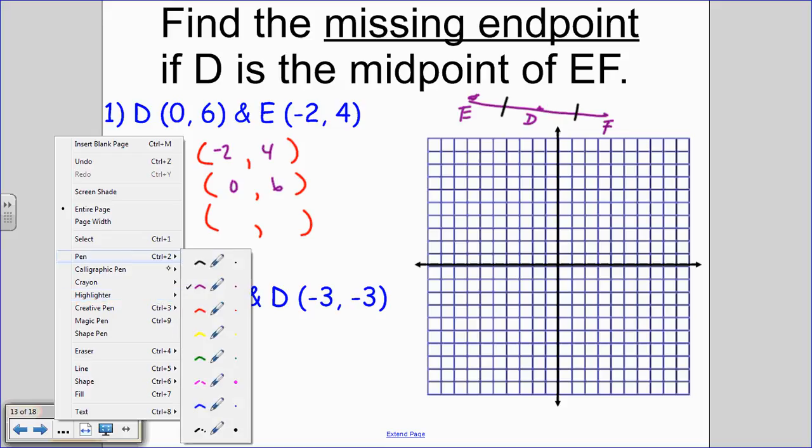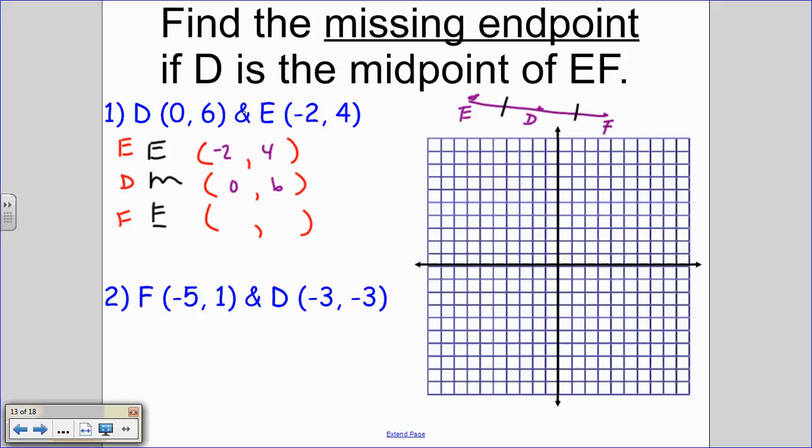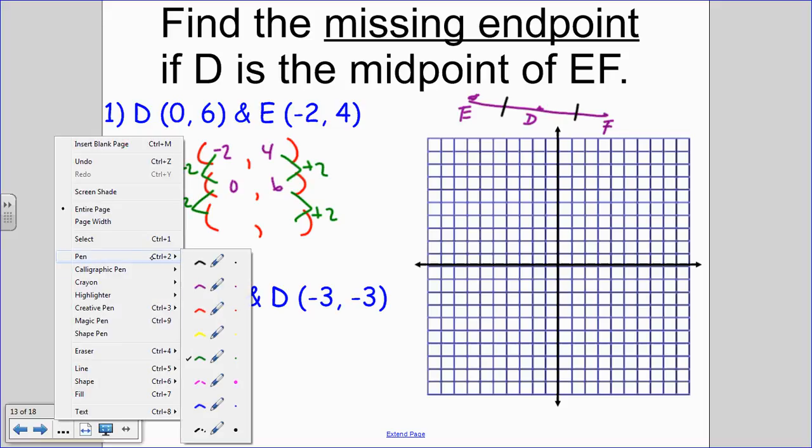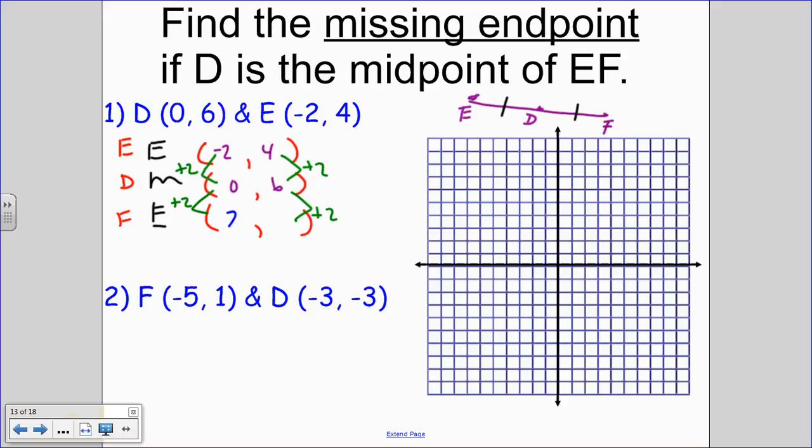So now find the pattern so that it'll be consistent so we can find F. To get from -2 to 0, you have to add 2. To get from 4 to 6, you also have to add 2. So your y's and your x's both add 2. So keeping that same pattern, F will be located at 2, 8.